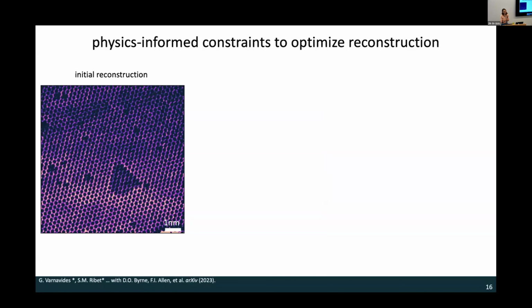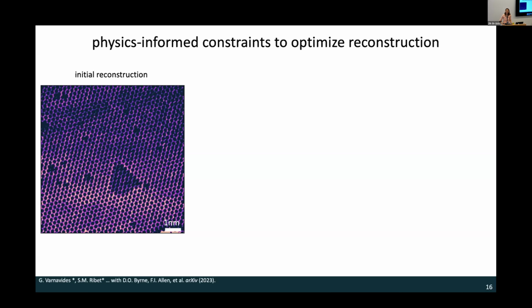So it's not just about running these iterative algorithms, it's about the way you actually do this. So our initial reconstruction looks something like this. These ptychography methods are not just electron microscopy specific, but we spent a lot of time thinking about how to develop them, incorporating the physics of scattering that are electron microscopy specific.